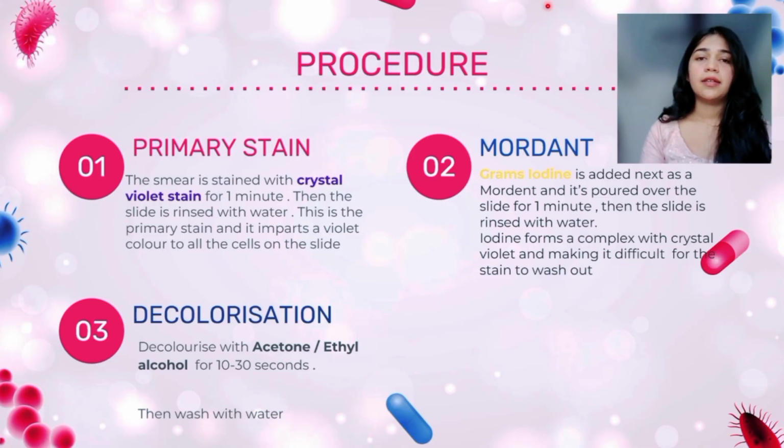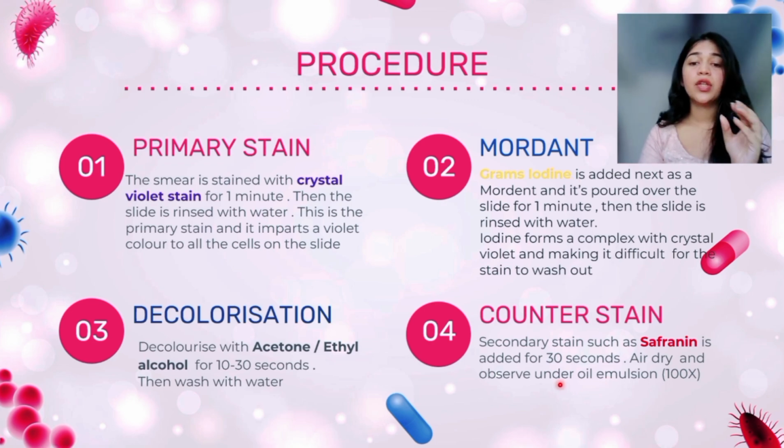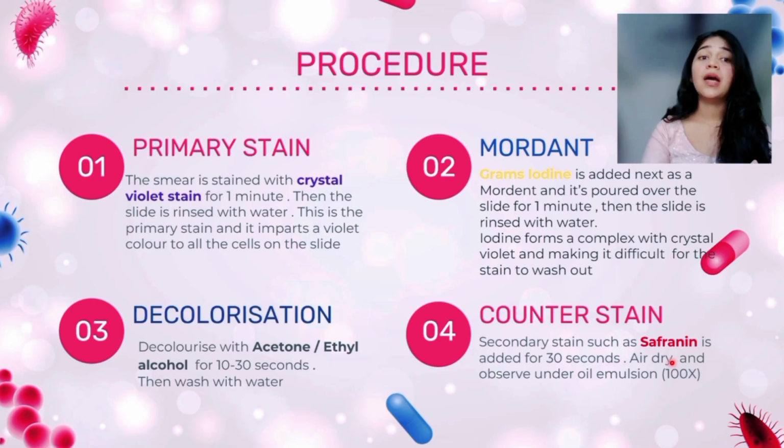The last stain we are going to use is the counter stain. We are using safranin as the counter stain here, added for 30 seconds. Since the gram-negative cells are now invisible, safranin is added to give them a pink color. Gram-positive cells remain purple because they already contain the primary stain. So the invisible gram-negative cells take up the counter stain, the safranin, and appear pink. That is what happens after adding safranin.